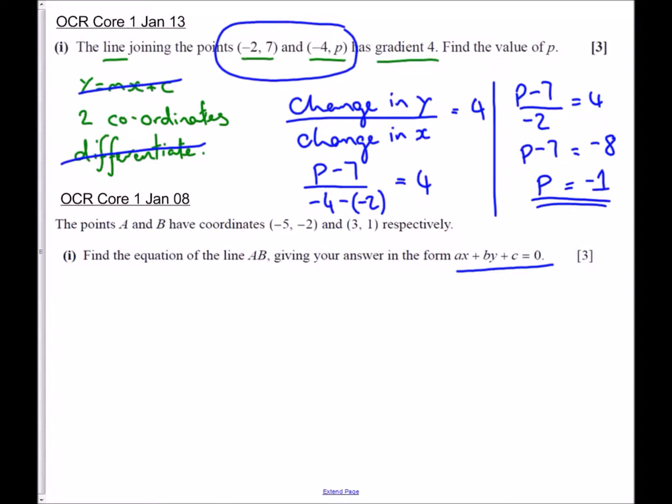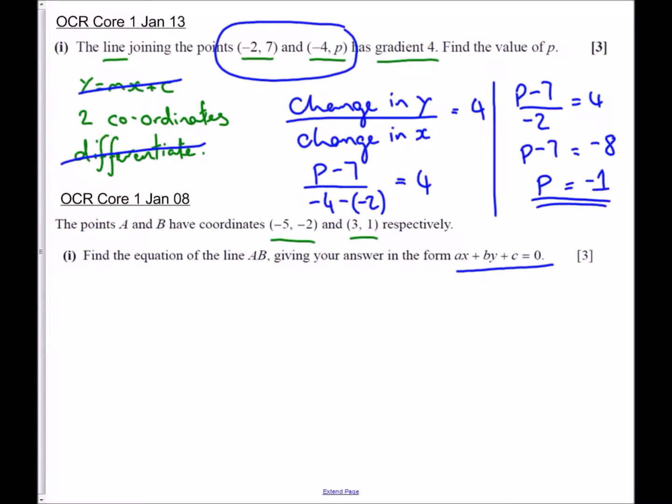So again, when I'm trying to find the equation of a line, there are two things that I need. I need a coordinate on the line, and I need the gradient of the line. Well, I've got two coordinates which are on the line, so I'm okay for that. The other thing which I need is the gradient of the line.